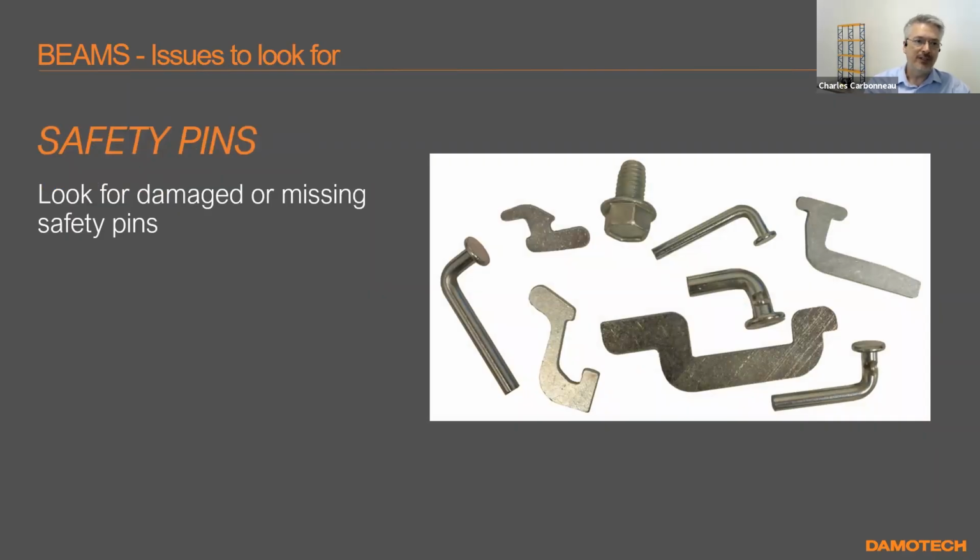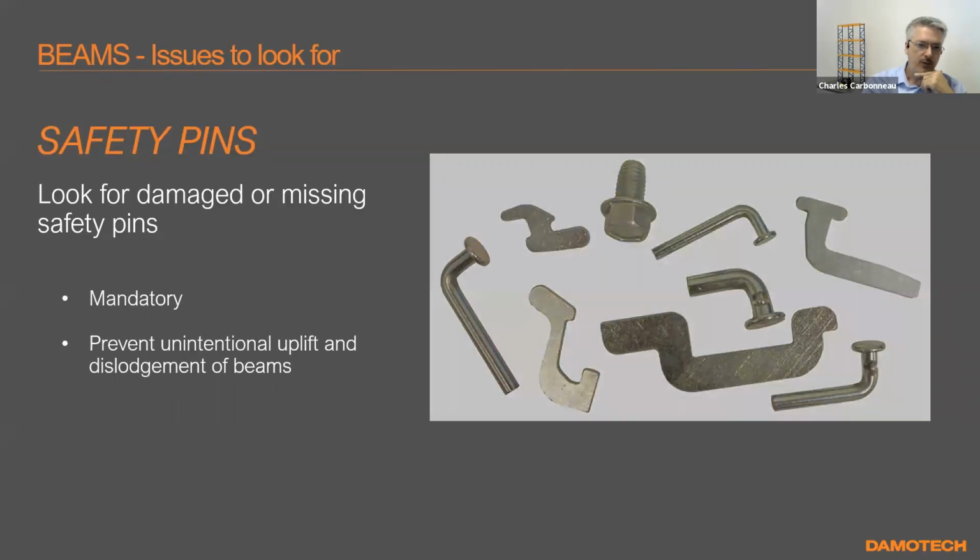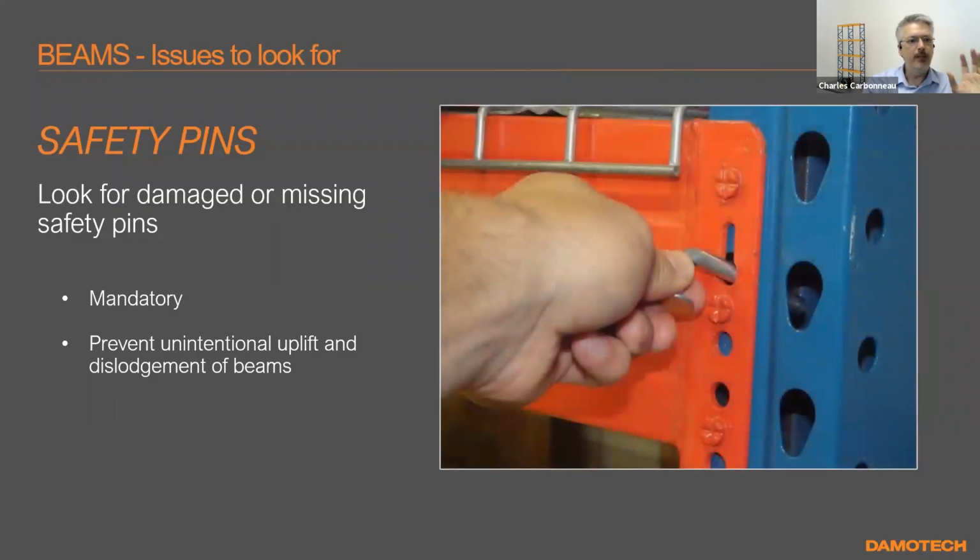Safety pins, look for damage or missing safety pins. When we inspect, usually that's what we see, a missing safety pin. They are mandatory. These safety pins prevent the beams from unintentional uplift. Imagine the forklift operator is raising a load. From the bottom, you don't really see that the product on your pallet is trying to raise the beam that's above, right? And you don't want to raise it, then pull away, and the whole thing comes down on you, right? So that's why these safety pins are so important.